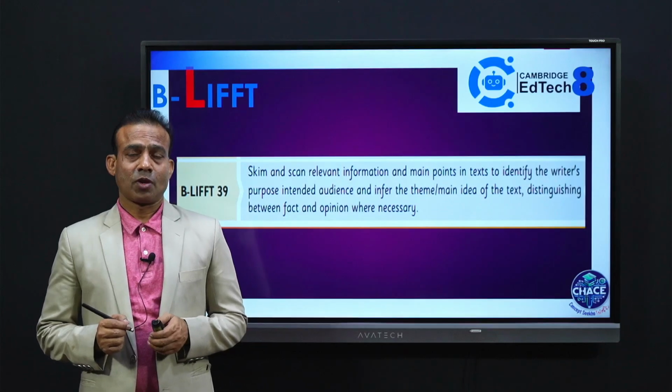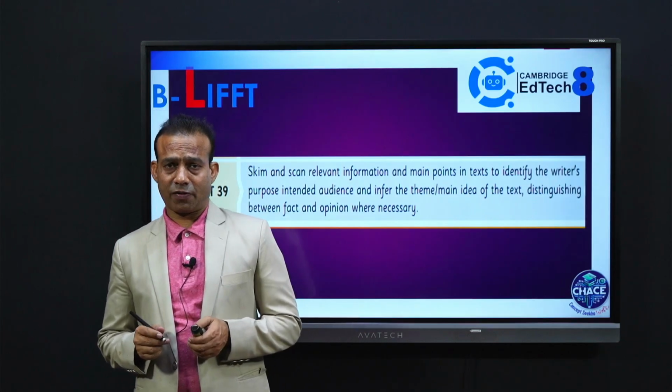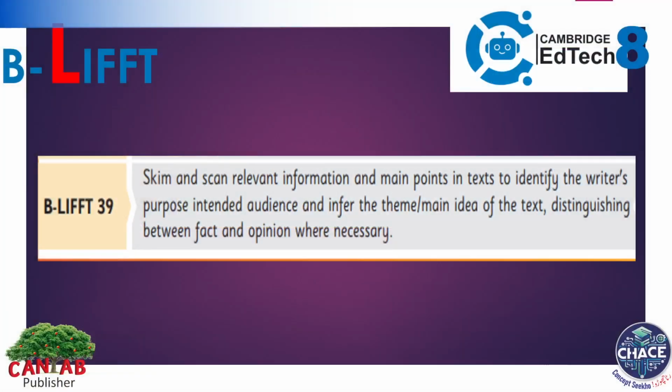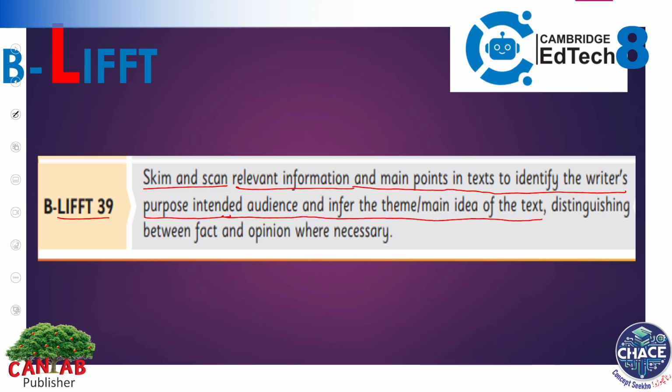Right now, move to the next B lift, and that is B lift number 39. So, this is very important. Skim and scan relevant information and main points in text to identify the writer's purpose, intended audience, and infer the theme or main idea of the text, distinguishing between fact and opinion where necessary. Skim and scan, these are the two reading skills.